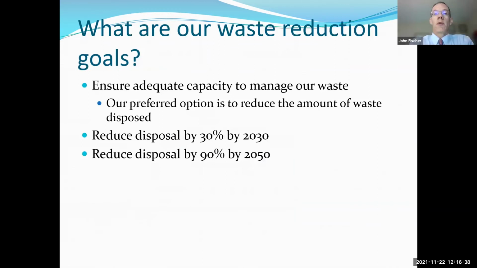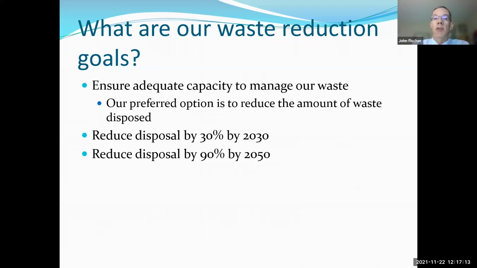So looking at those material categories and additional diversion potential helps inform our planning to set waste reduction goals for the state. When we look at the Solid Waste Master Plan and the statute that dictates the plan, one of the primary goals is that we ensure adequate capacity to manage our waste. And when we think about that, we try to take a broad view of that. That does not necessarily mean that we have to have disposal capacity for all of our waste.